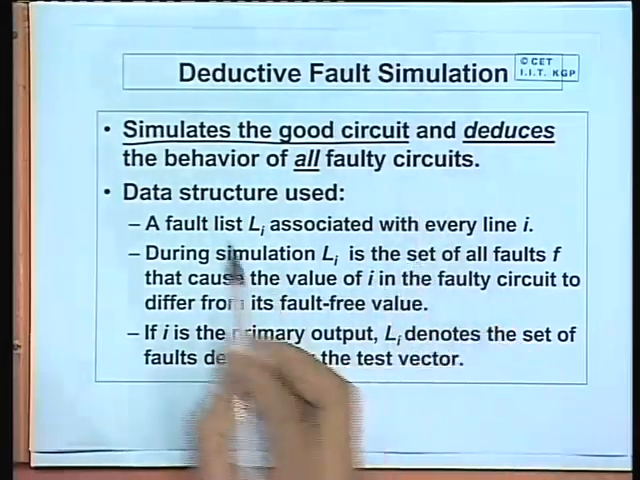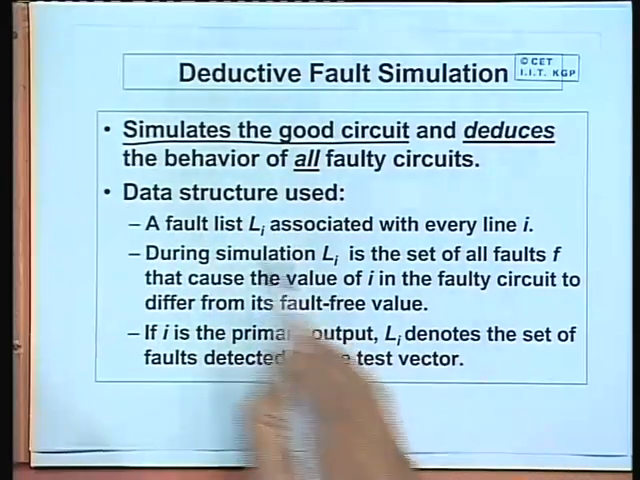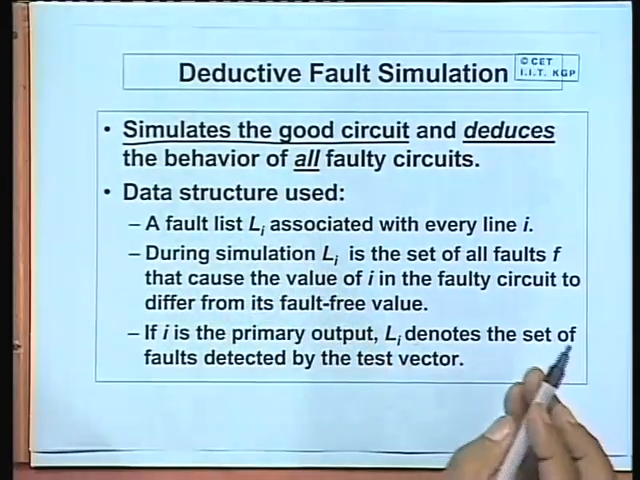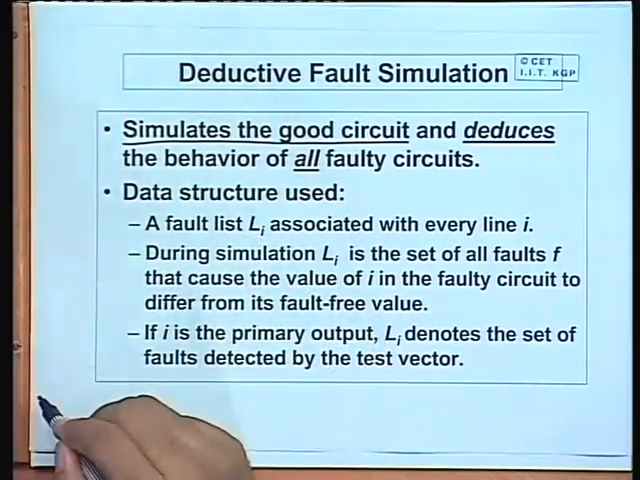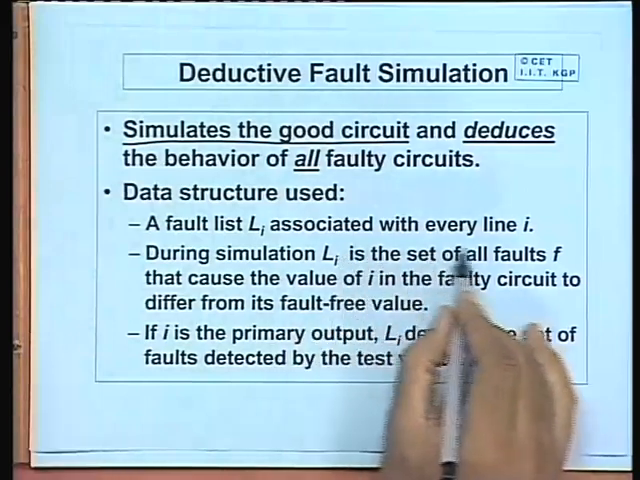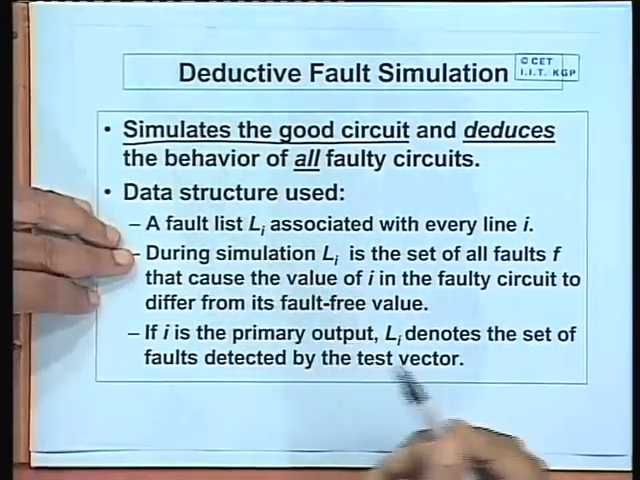For this purpose, we use some data structure. The data structure is like this. You have a fault list Li associated with every line I. Now, Li, what is that?